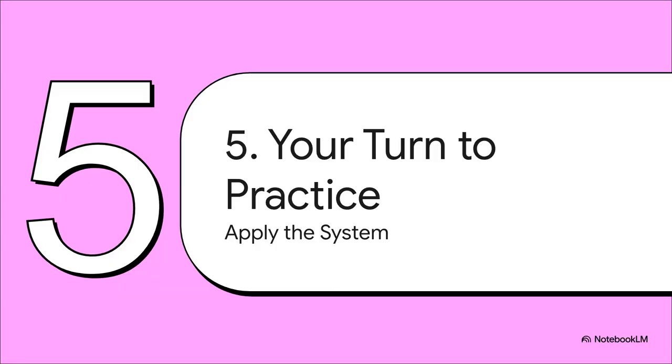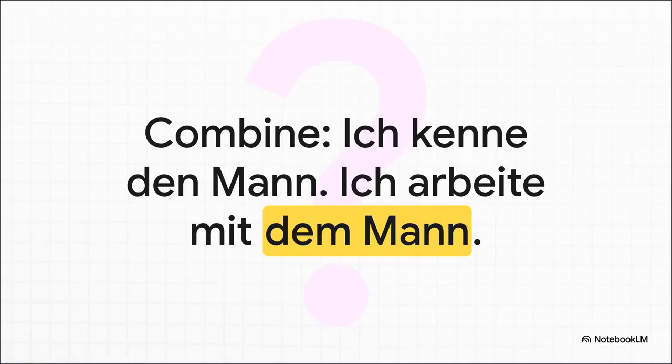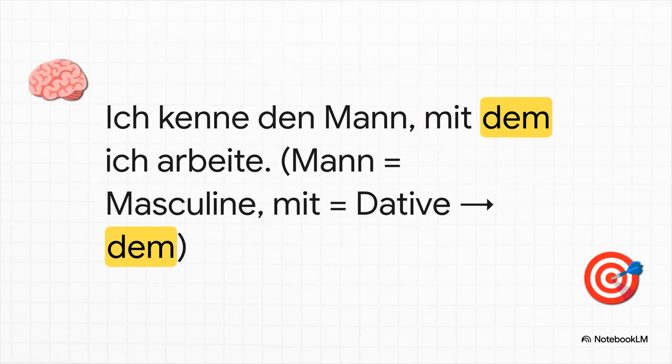Okay, you've seen the system, you've seen the examples, you know the traps to look out for. You officially have all the tools you need. So now it's your turn to put this into practice. Okay, here's your first challenge. You want to combine these two sentences to say, I know the man with whom I work. So take a second. Think about the noun. Think about the job it's doing in that new little clause. What pronoun do you need? And the answer is, mit dem ich arbeite.